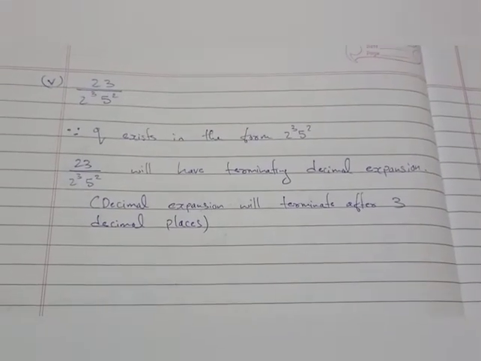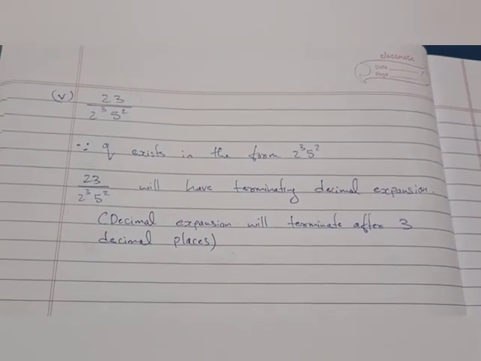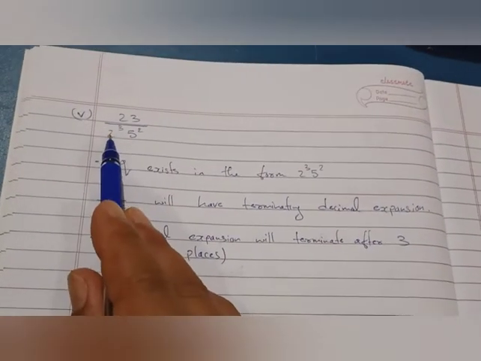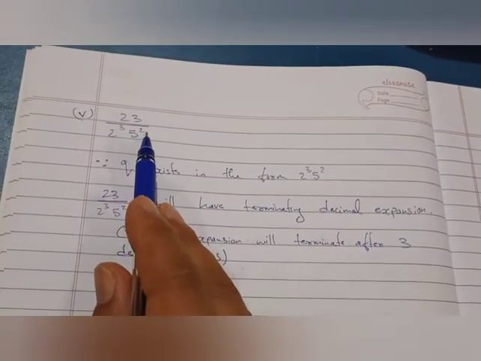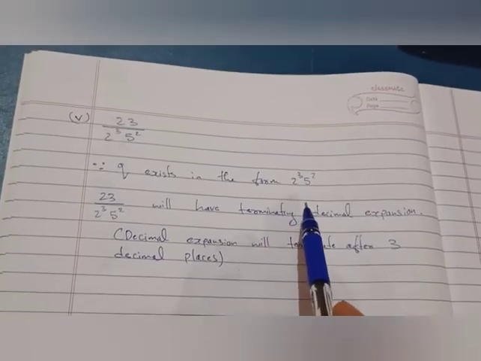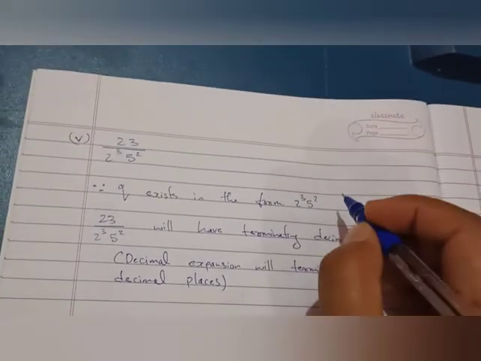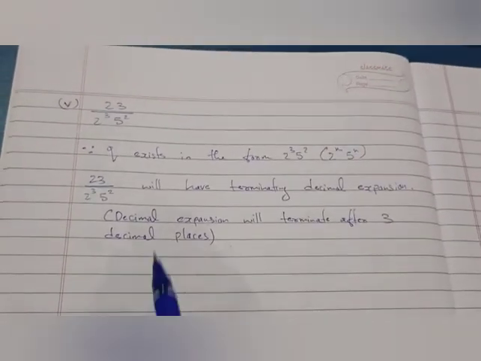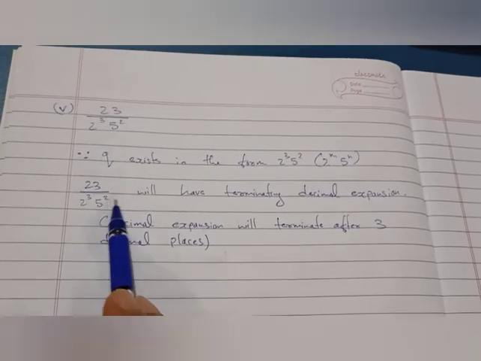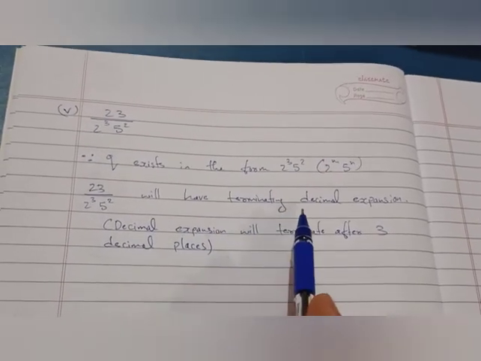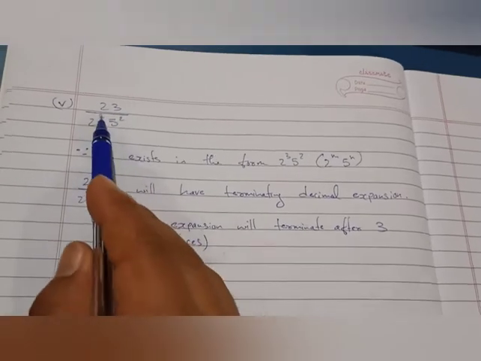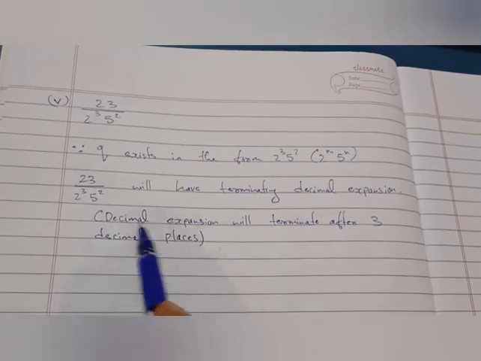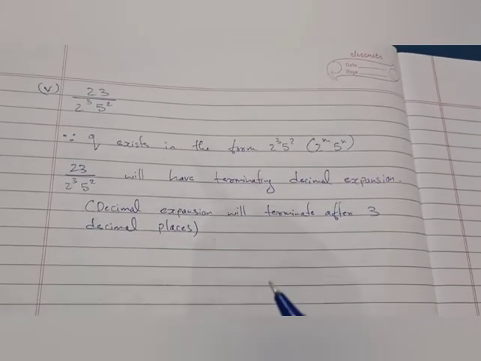Sometimes the question may also come in this form where the denominator or q is already prime factorized. Here the denominator is 2 to the power 3, 5 to the power 2. That is, q exists in the form of 2 to the power m, 5 to the power n. So 23 by 2 to the power 3, 5 to the power 2 will have terminating decimal expansion. Out of 3 and 2, 3 is definitely the bigger number. So decimal expansion will terminate after 3 decimal places.